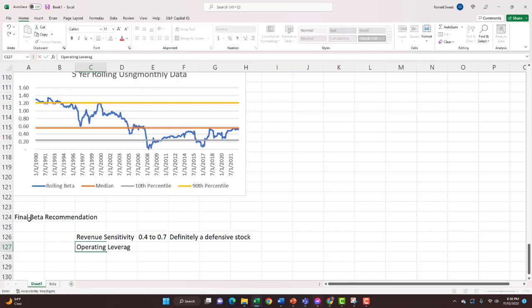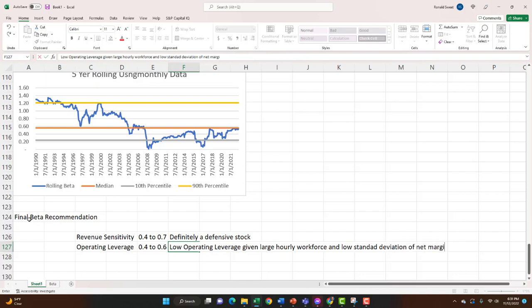Operating leverage, 0.4 to 0.6. I might bring that upper end down. So low operating leverage given large hourly workforce and low standard deviation of net margin, something like that. That might be too much for a table. Financial leverage, maybe that takes me up a little bit, 0.45 to 0.65. Debt slightly above the average stock.